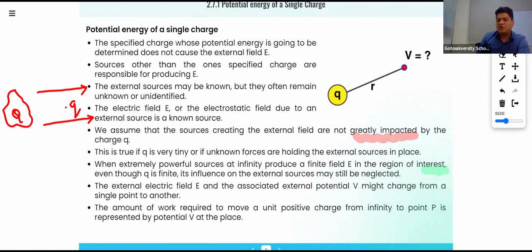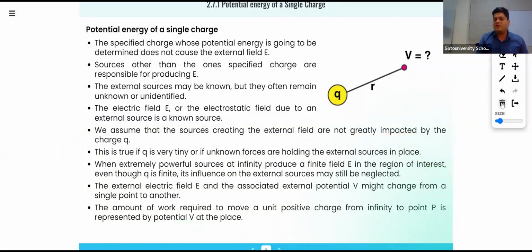The amount of work done to move a unit positive charge from infinity to point P is represented by what? It is represented by potential V. So the formula I gave you in the introduction part is that our work done is stored in the form of what? Work done is stored in the form of potential energy. From this it is clear that we are using work done, and that work done will be stored in the form of potential energy.